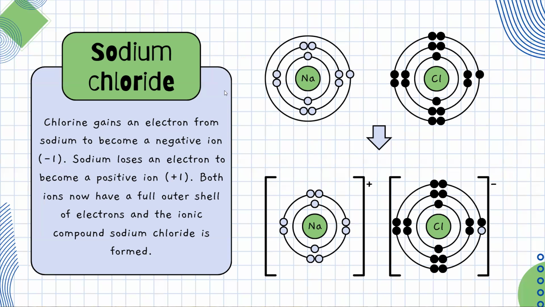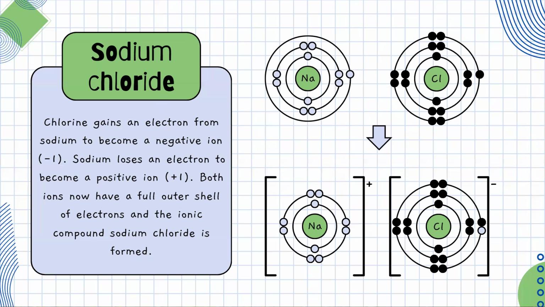Sodium is the cation and chlorine is the anion. Okay, why is sodium the cation and why is chlorine the anion? Because sodium is giving an electron to chlorine. Okay, and then why is chlorine the anion? Because it's gaining electron. Thank you very much.